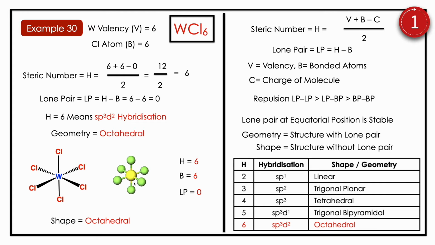Then let us look at example 13, tungsten hexachloride. Tungsten is a d-block element. Valency is 6, d4s2. Chlorine atoms are 6. If you substitute in the H, it gives (6 plus 6) by 2, which gives 12 by 2, gives 6. Lone pair will be H minus B, which gives 6 minus 6 equals 0. So H6 means sp3d2 hybridization. Here no lone pair is there, so shape and geometry will be the same. Geometry of sp3d2 is octahedral. So tungsten hexachloride is octahedral.